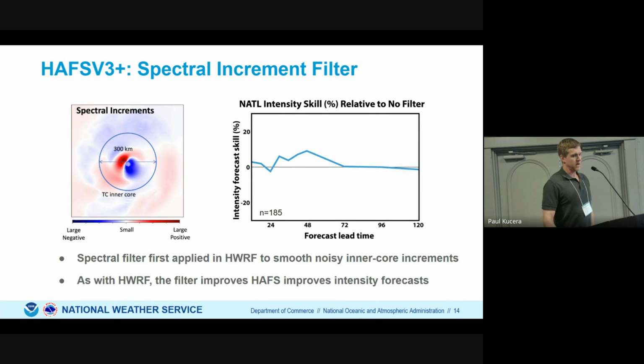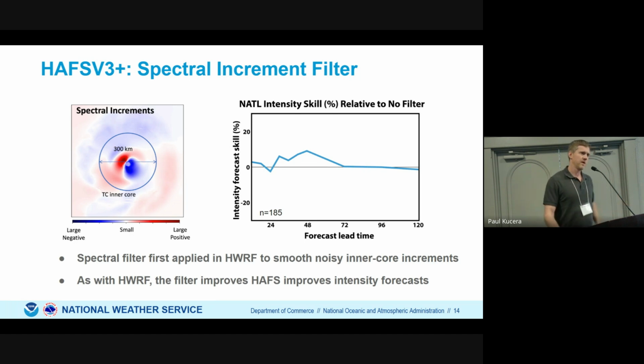Another thing that we are testing right now is this spectral filter. And this was used in HFIP. This is something that came from discussions between myself and Henry Winterbottom. And it was, again, an ad hoc method, but what we did was we've known that these very strongly asymmetric analysis increments can cause spin down, can cause problems. So we decompose these into polar space, into a spectral space, within the inner core, and we take the low order components only.